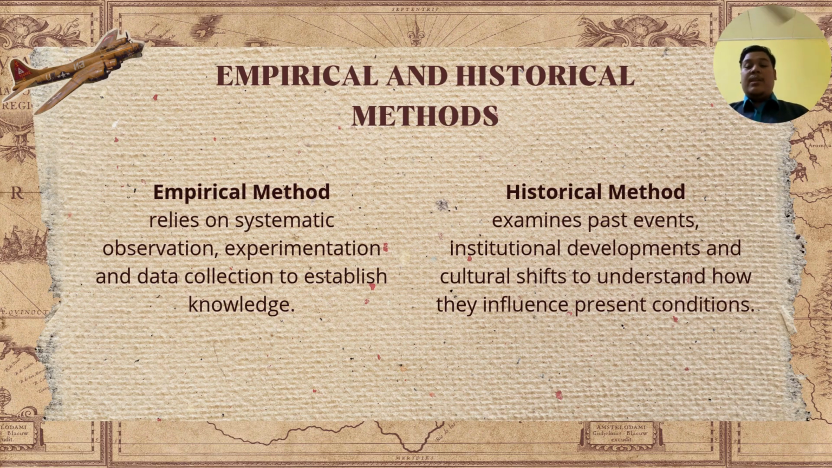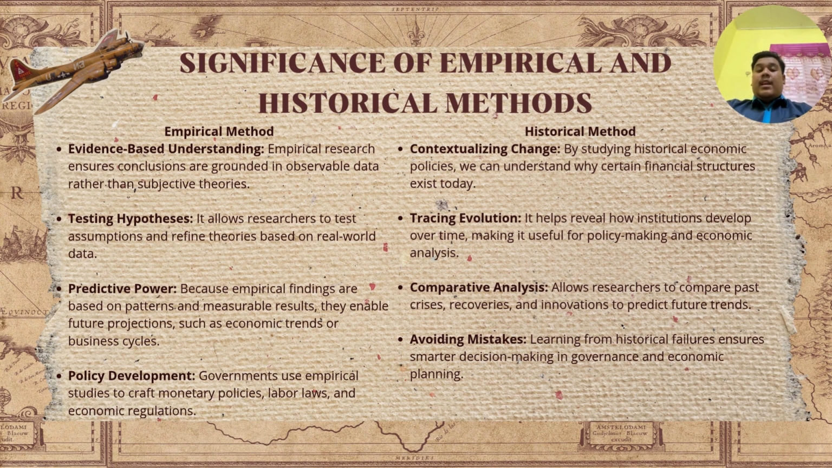The next one, the historical method, examines past events, institutional developments, and cultural shifts to understand how they influence present conditions. Right, we go on to the next slide, which is about the significance of the empirical and historical methods. The first method is the empirical method. The first point is evidence-based understanding. Empirical research helps turn theories into something practical. For example, Wesley C.